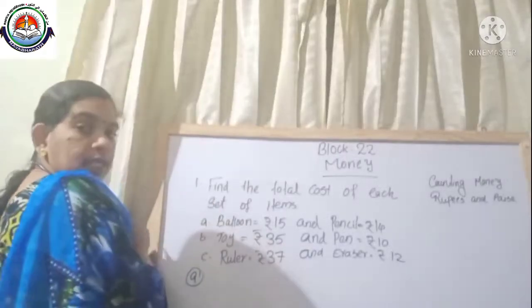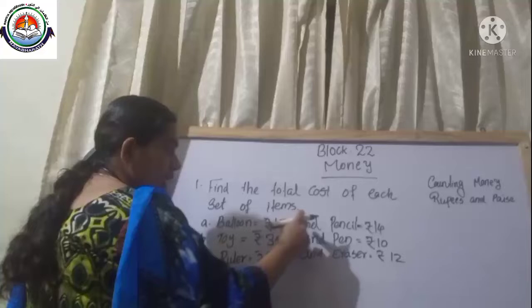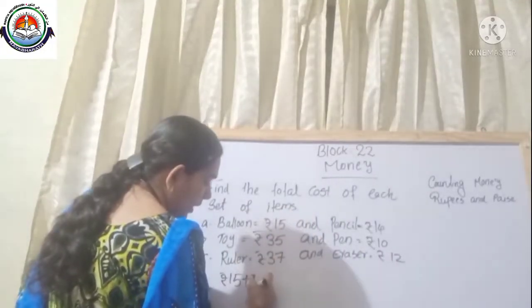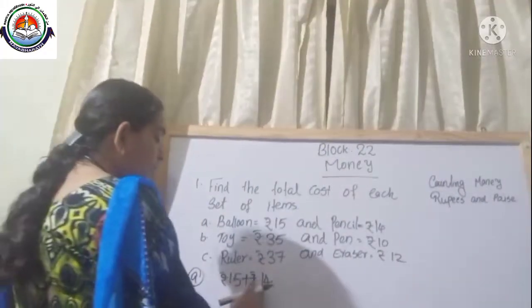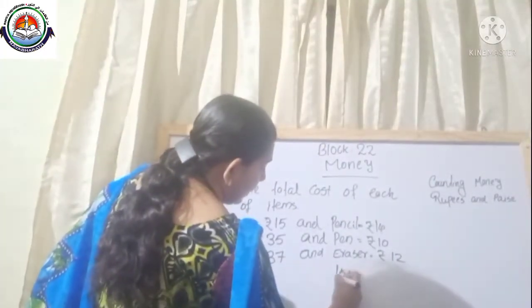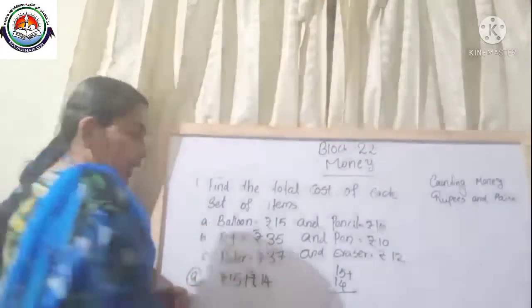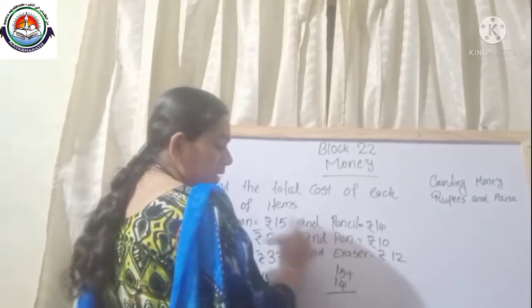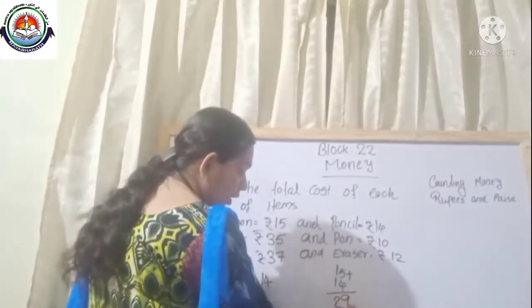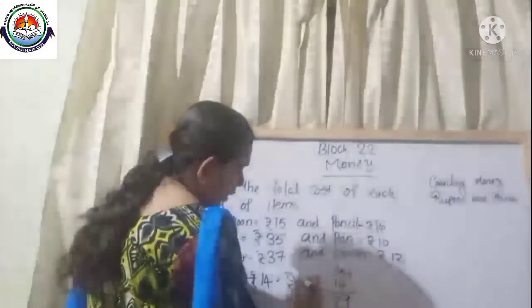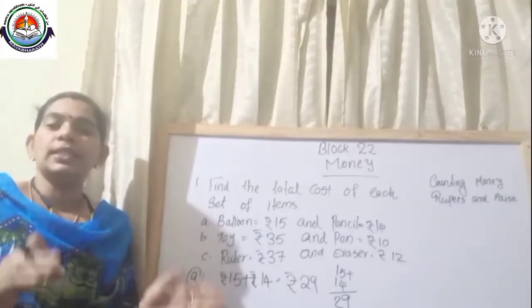The cost of the balloon is rupees 15, plus the pencil cost is rupees 14. Both are rupees, so you can add 15 plus 14. You know how to add. Just arrange the numbers column-wise, then add. We start with the ones place: 5 plus 4, yeah, it's 9. 1 plus 1, 2. So what is the total cost? Rupees 29. Okay, what is the total cost? Rupees 29.